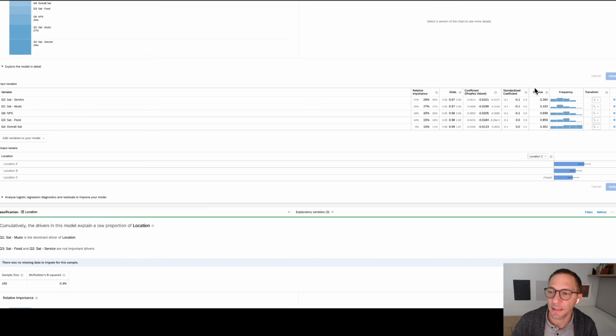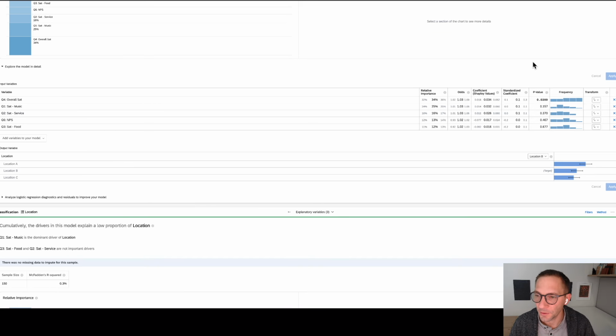But let's say that these were significant. We'd have a negative beta here for satisfaction with service. So as satisfaction with service went up, it's less likely to be location C. Another negative, these are actually all negative, right? So satisfaction with food, as that went up, it was less likely to be location C. Let me pop back over here to B, see if I missed anything interesting to talk about.